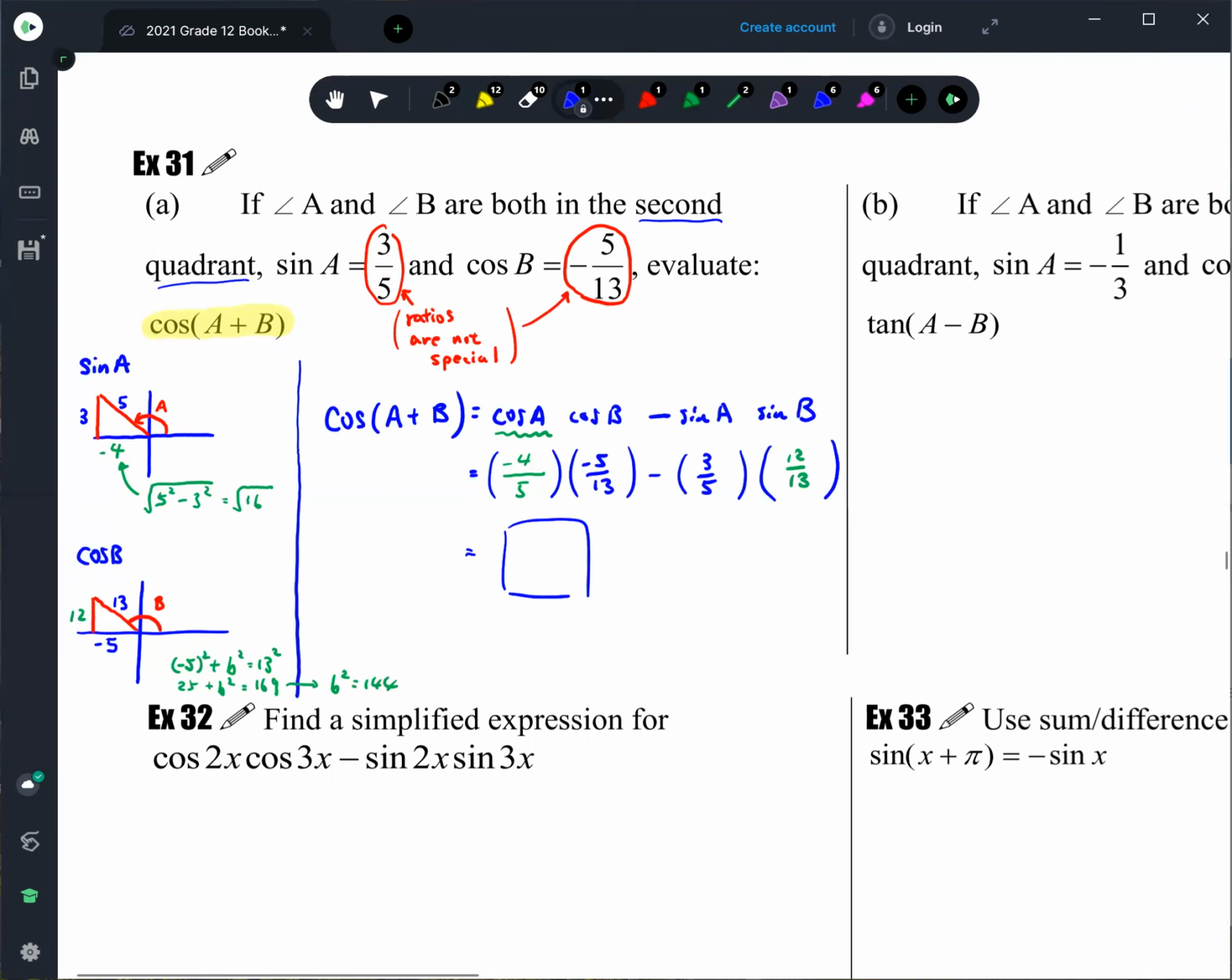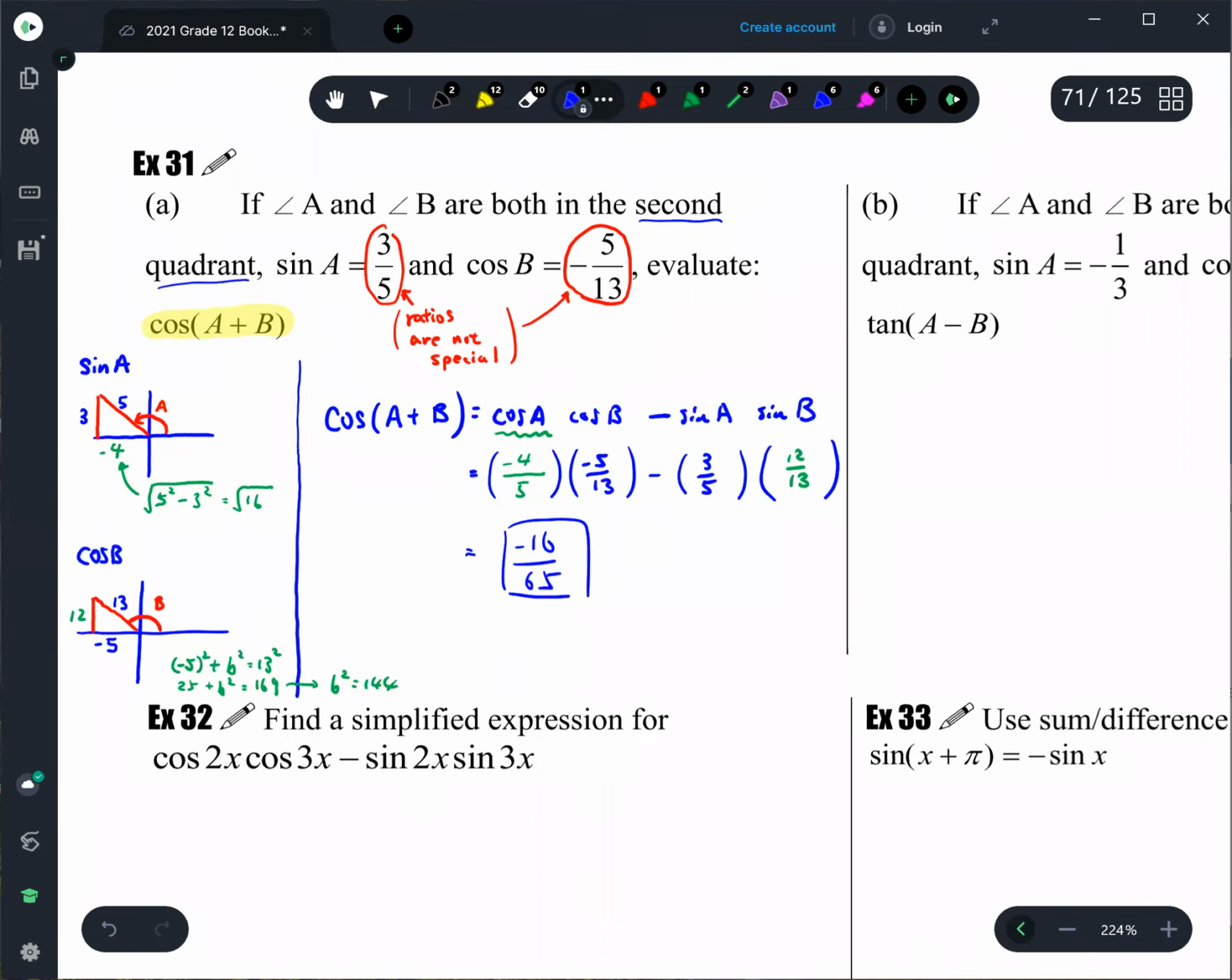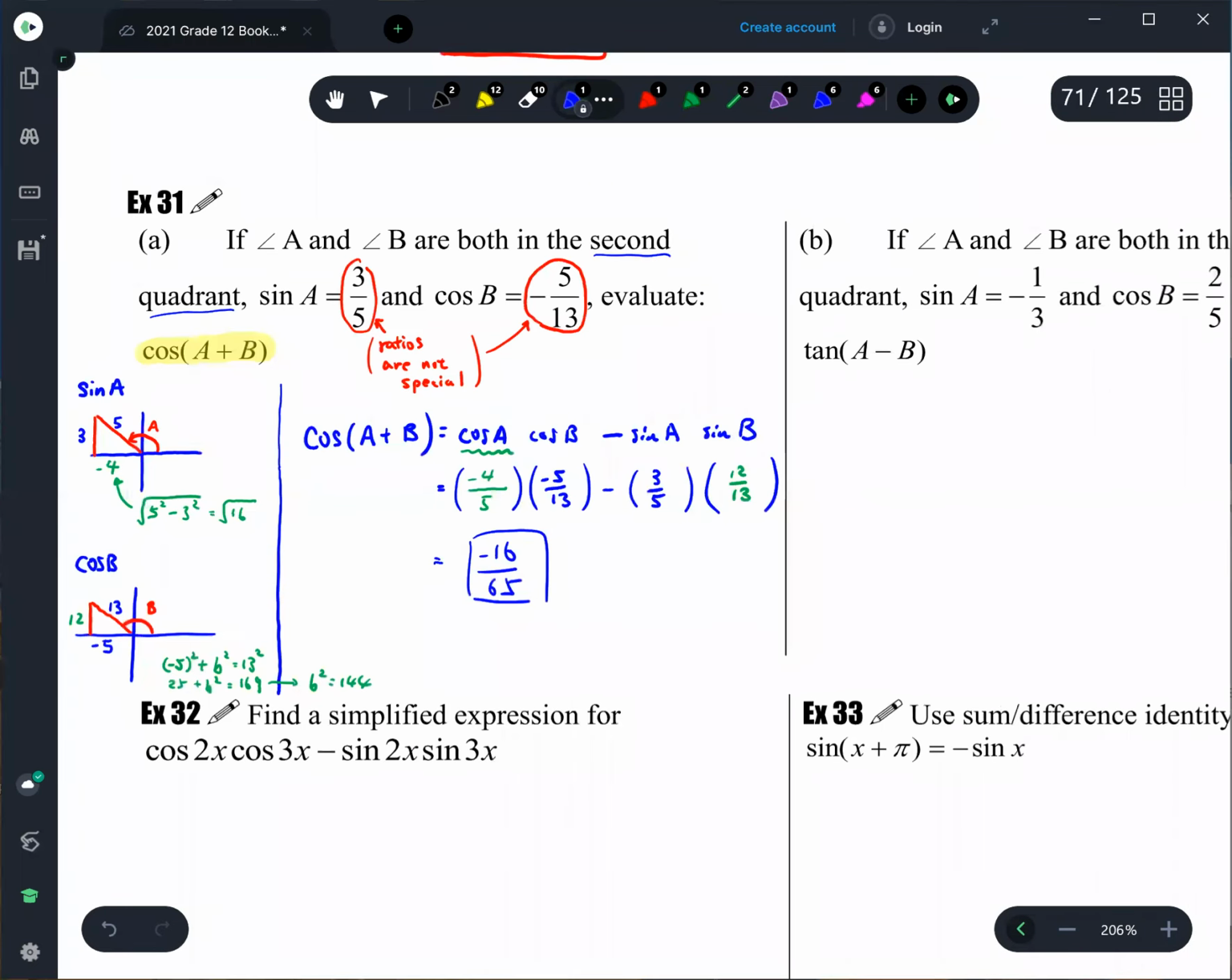Okay, Jenny, what's the answer? I got negative 16 over 65. Yeah, negative 16 over 65, okay? Anyone else have a different answer? So this is another way they could test you to see if you know how to use identity, okay?